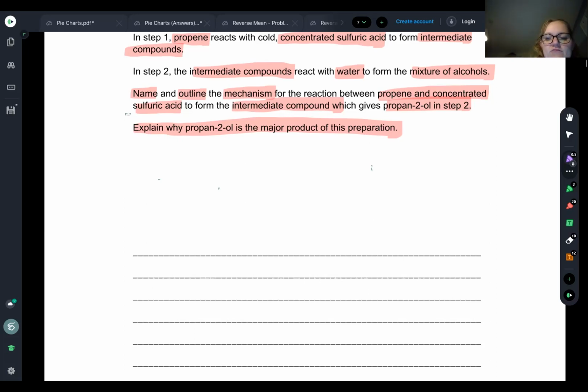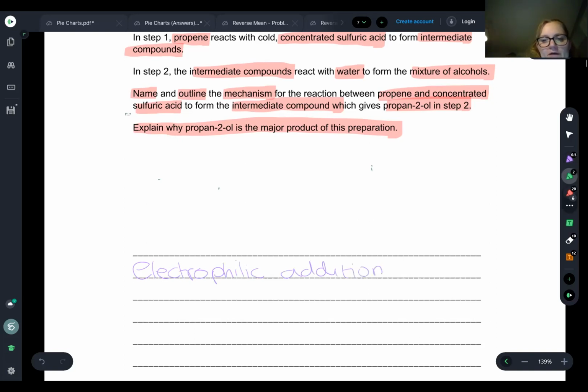I'm going to just write it down here. So we've got electrophilic addition. I'm going to mark that here, and that's the first mark, electrophilic addition. So we've named the mechanism.